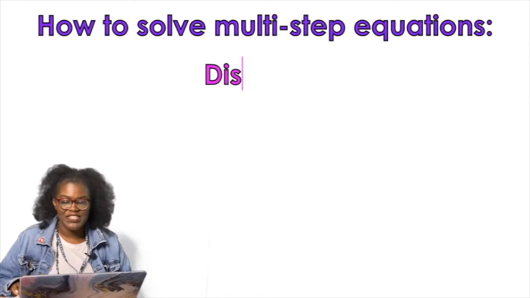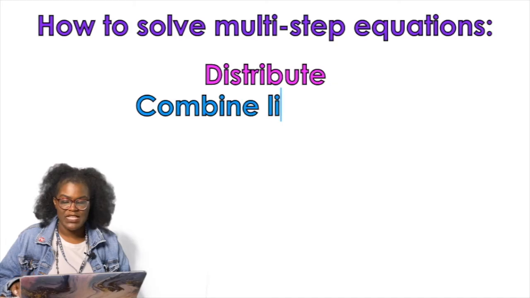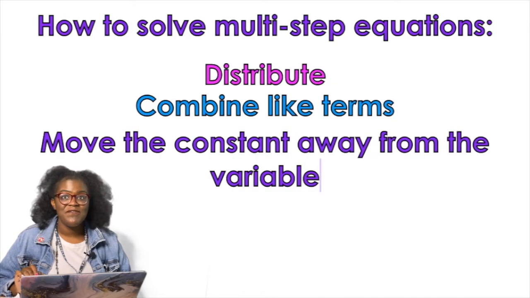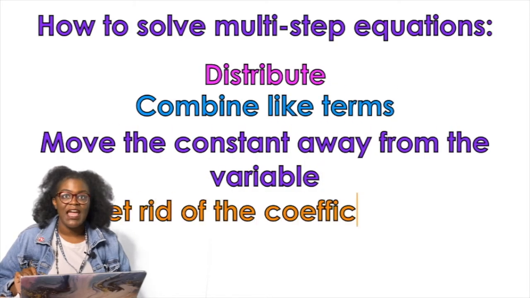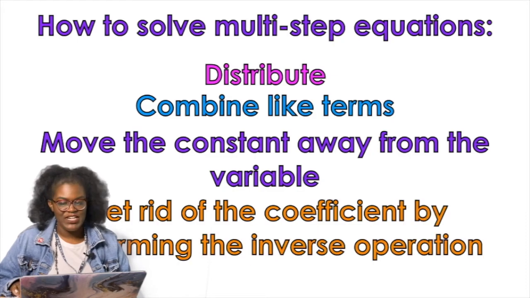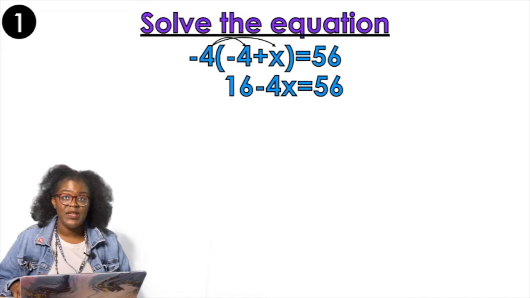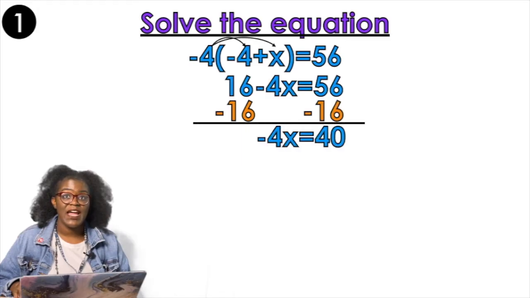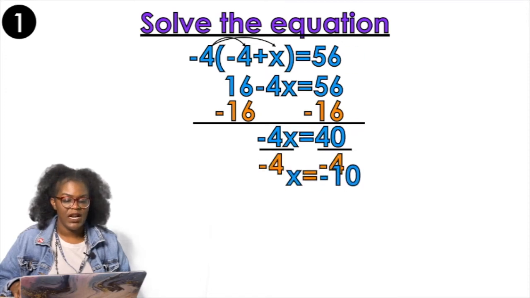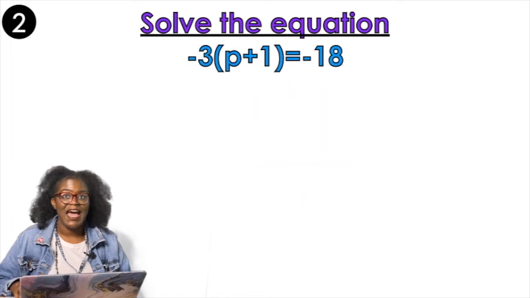How to solve multi-step equations: distribute, combine like terms, move the constant away from the variable, get rid of the coefficient by performing the inverse operation. First we're gonna distribute, right? And then after we distribute, we're gonna get rid of that constant. And we're going to get negative 4x equals 40. And we're going to divide. X equals negative 10.